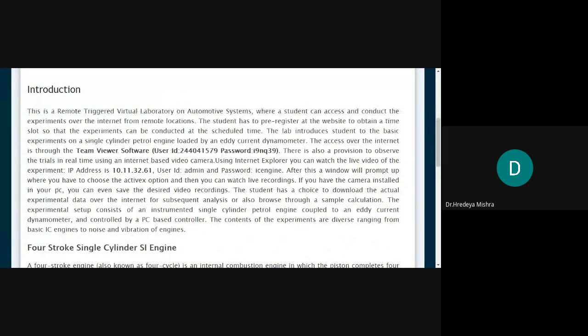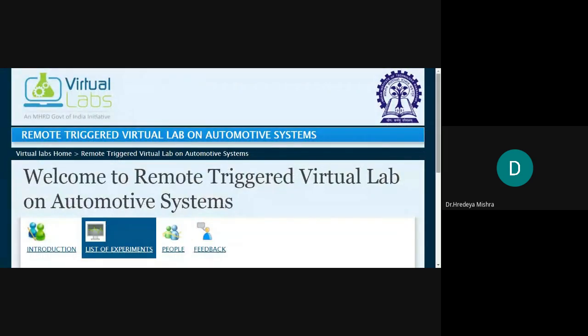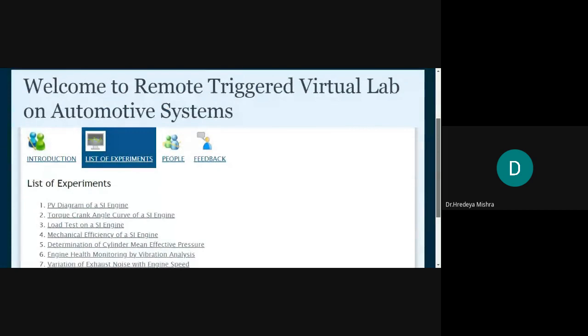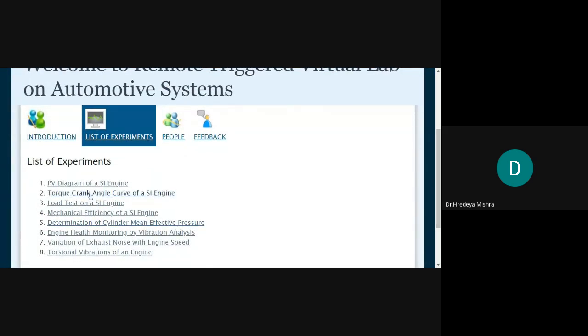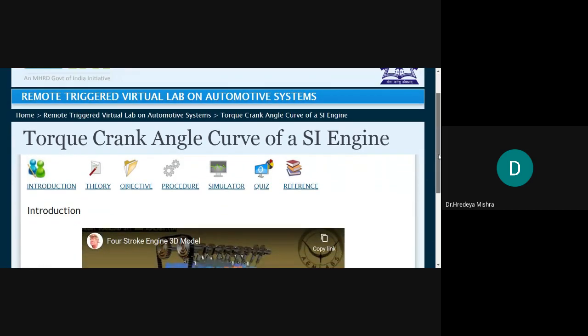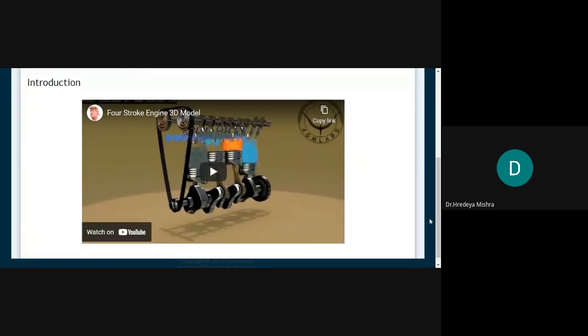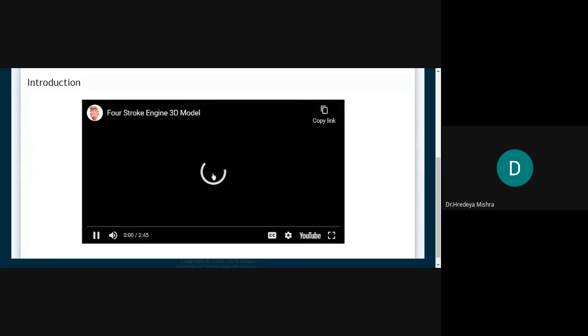we come here again and talk about the next practical which is given here, torque and crank angle curve of SI engine. So there is a picture video. First we can see it.